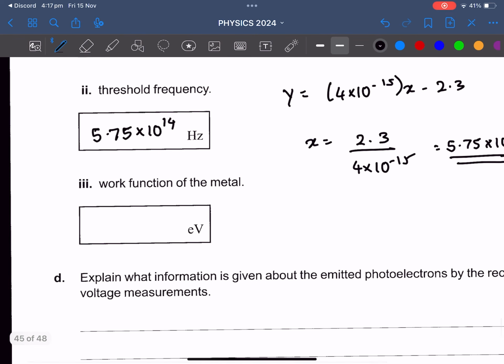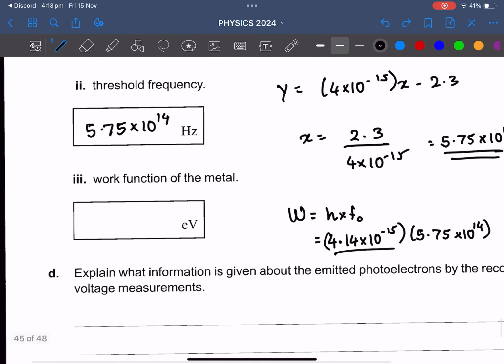Work function of the metal. So work function is just W equals h times f0. So 4.14 times 10 to the minus 15 times the cutoff frequency, which is 5.75 times 10 to the 14. And we are using eV, so that's why I use this, just for my reasoning. So 4.14 times 10 to the minus 15 times the cutoff frequency. So I get 2.38. Okay.